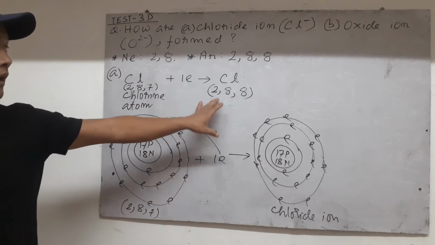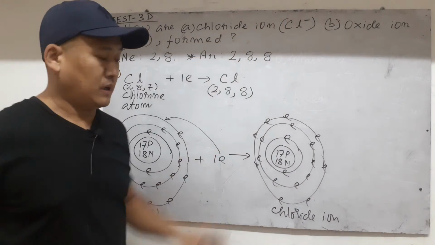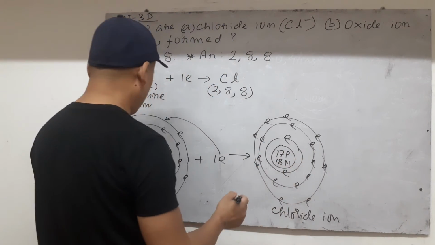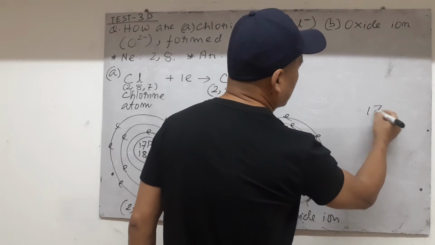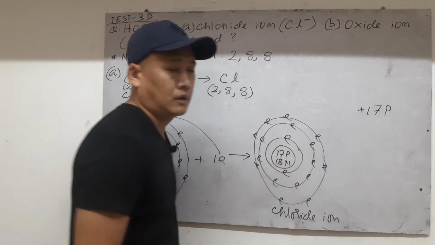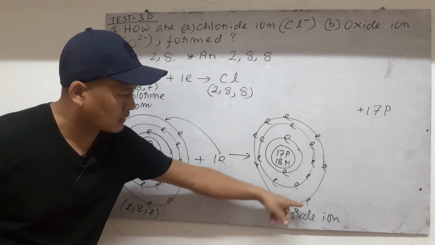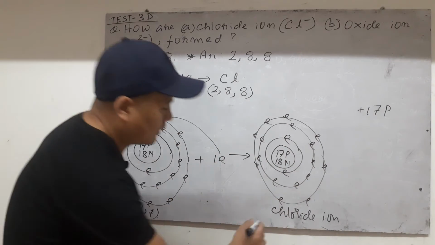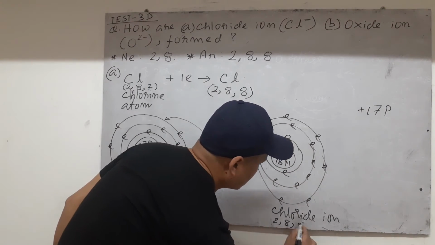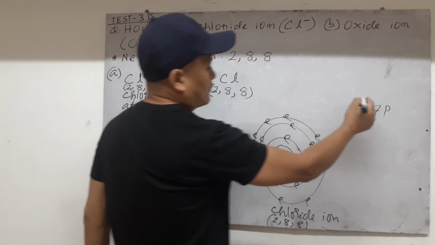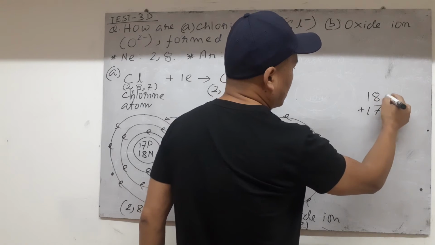Now, how is it coming in negative charge? We're going to explain that. So here now, you can see in the chlorine atom there are 17 protons, so there will be 17 positive charge. But here now, 2, 8, 8. So 2 plus 8, 10 plus 8. The chloride ion has therefore 2, 8, 8, just like argon. So now it will be 18 electrons because 1 electron has increased.